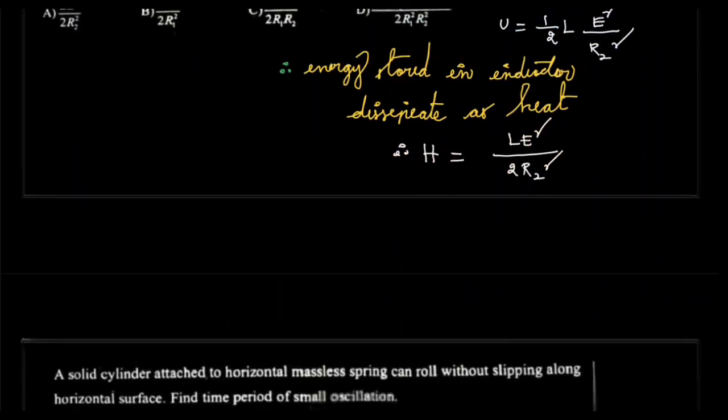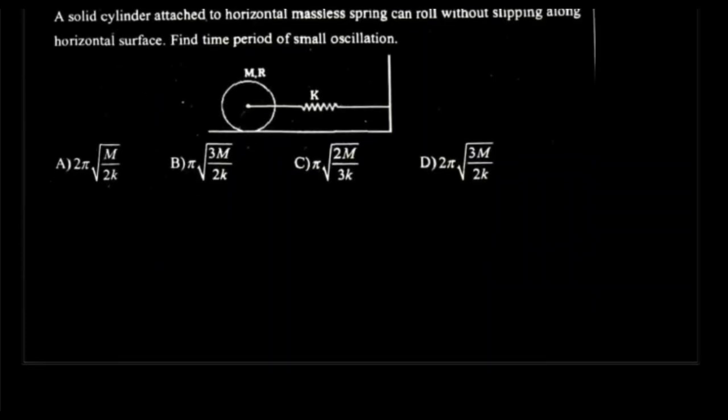Clear? Next one. A solid cylinder attached to a horizontal massless spring can roll without slipping along the horizontal surface. Find the time period of small oscillations. The solid cylinder is attached to the horizontal massless spring and rolls without slipping. When it moves forward, the spring here gets compressed, right?